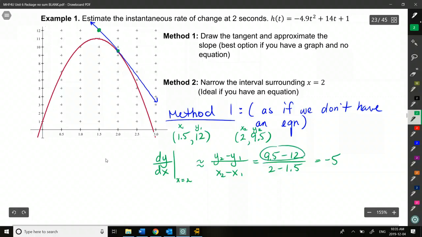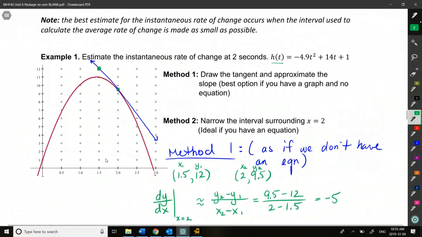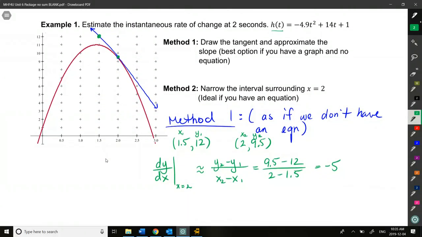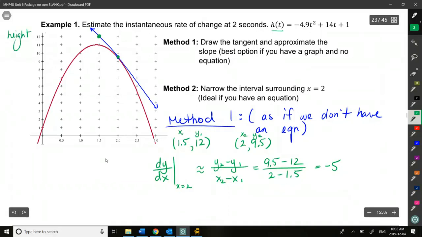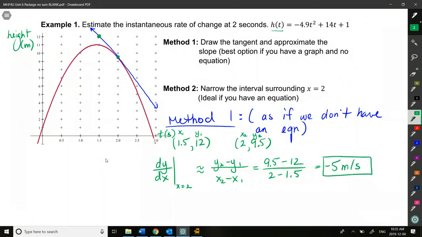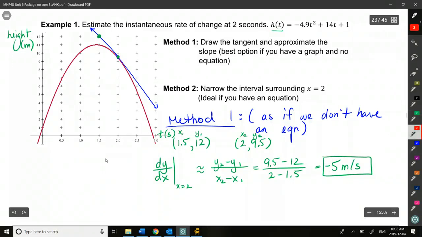You get negative 2.5 divided by 0.5. And I think this is height at time, so it doesn't actually tell us what the height is, so I'm going to say the height will be in meters, and the time is in seconds. So this will be meters per second. Does it make sense that the instantaneous rate of change, or the slope of the tangent, gives us a negative value? Yes. Why? Because it's going down. This is a line with a negative slope, right?